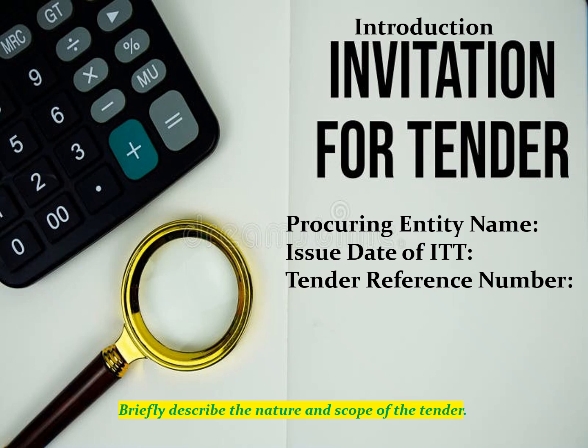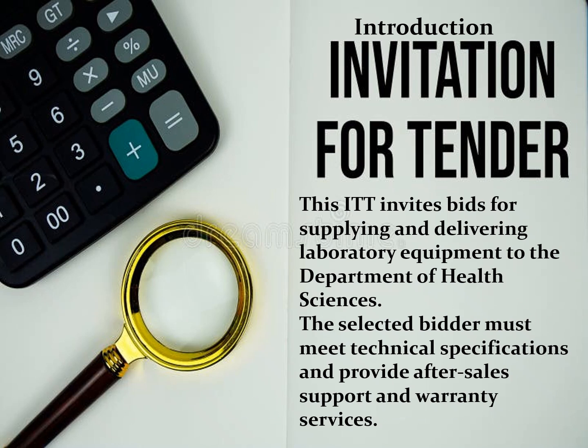In the introduction section, mention the project title, including procuring entity name, issue date of ITT, tender reference number, and also briefly describe the nature and scope of the tender. For example, you can write, "This ITT invites bids for supplying and delivering laboratory equipment to the Department of Health Sciences. The selected bidder must meet technical specifications and provide after-sales support and warranty services."